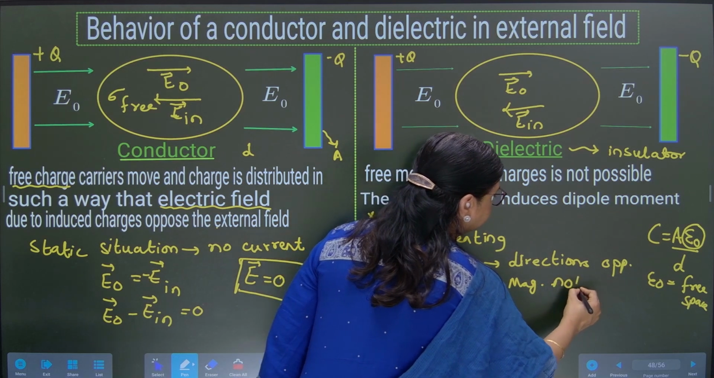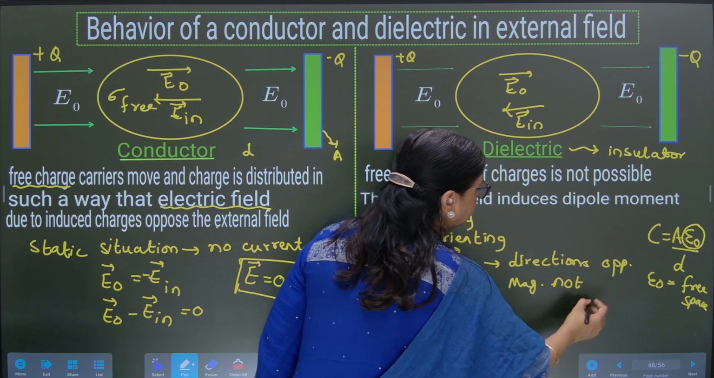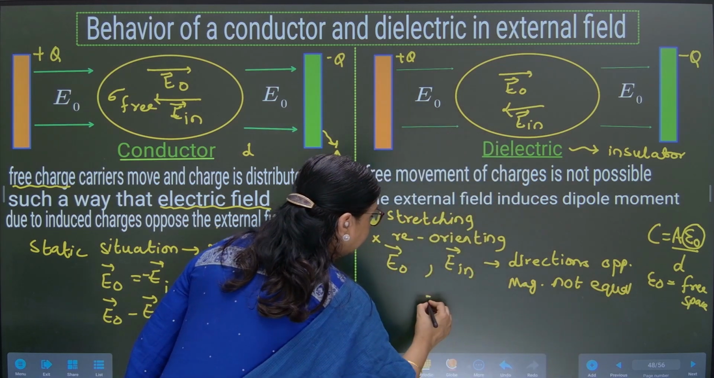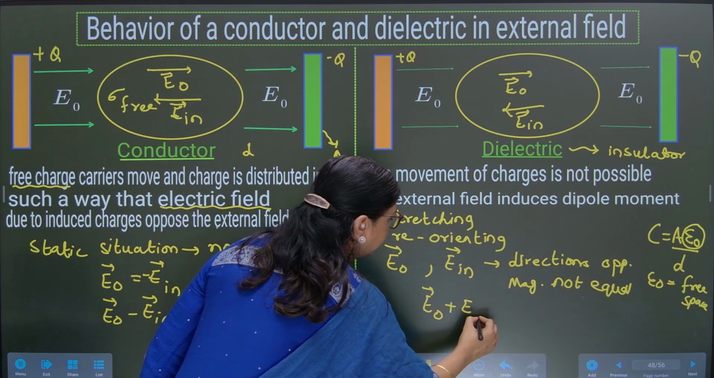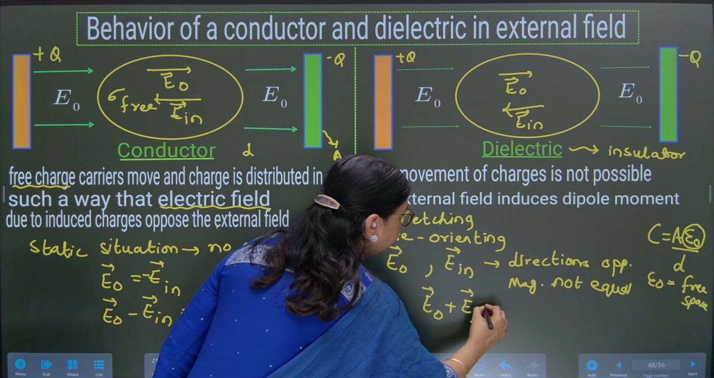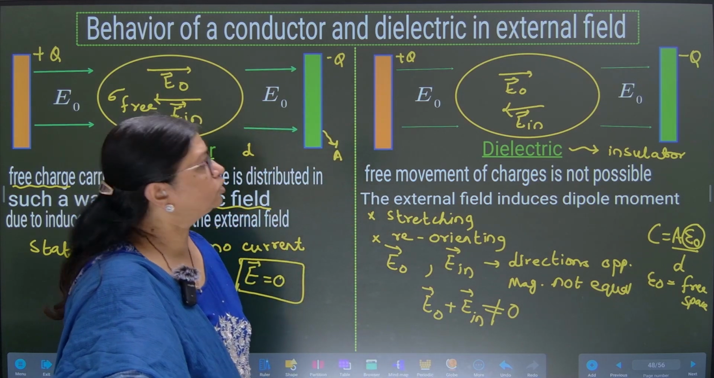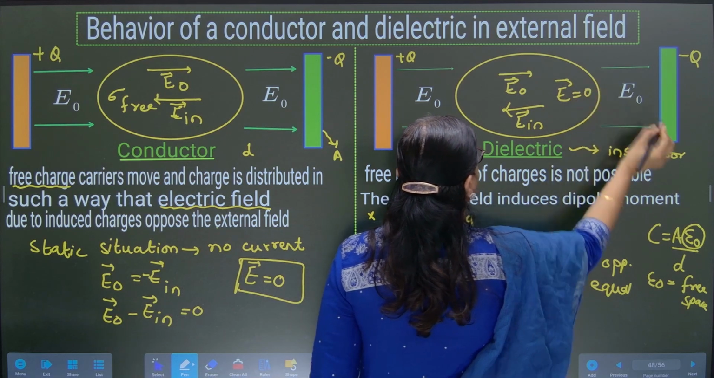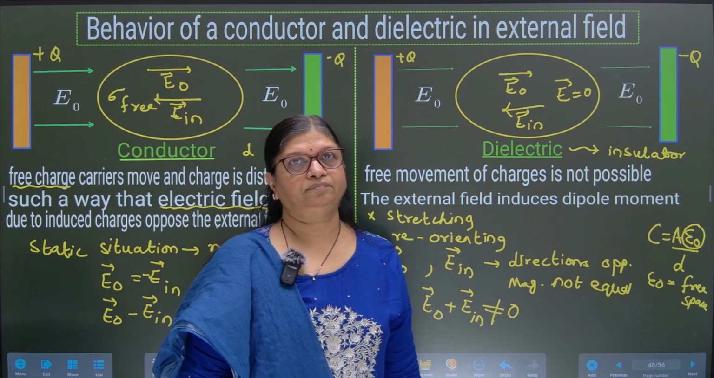So what will be the result? E naught plus E induced will not be equal to 0. So some electric field will be there inside the dielectric. Fine?